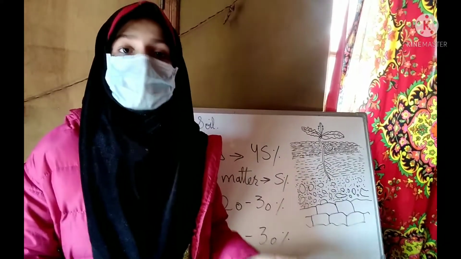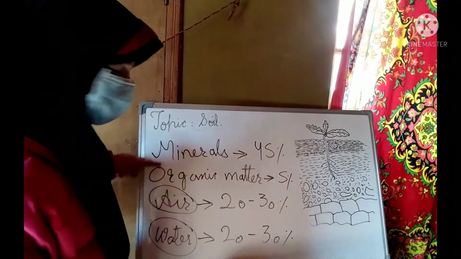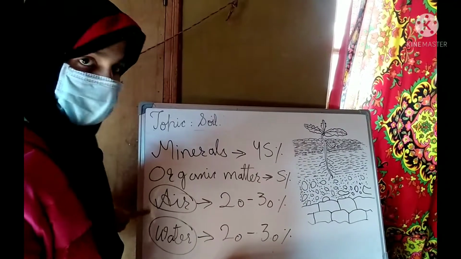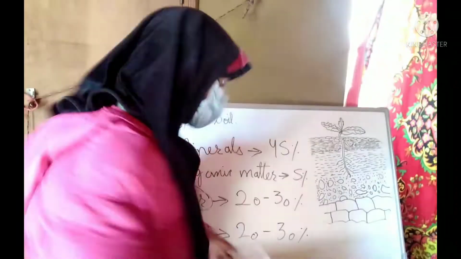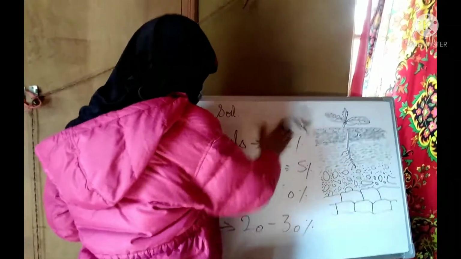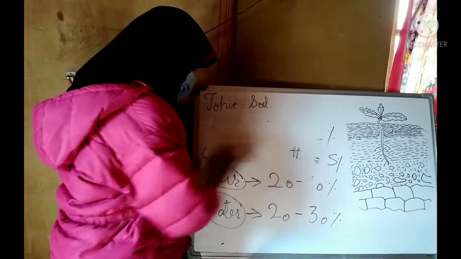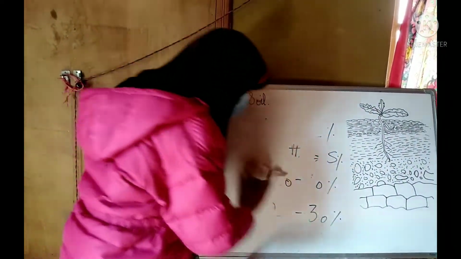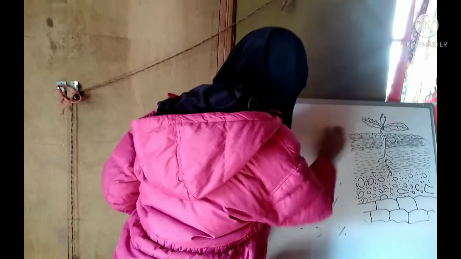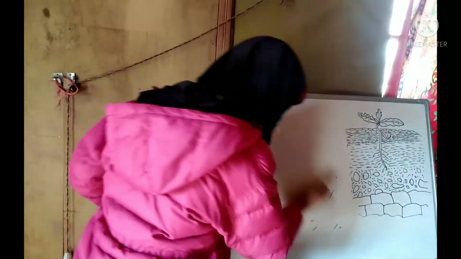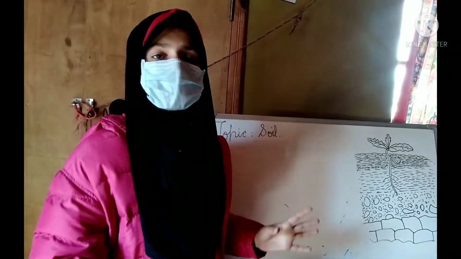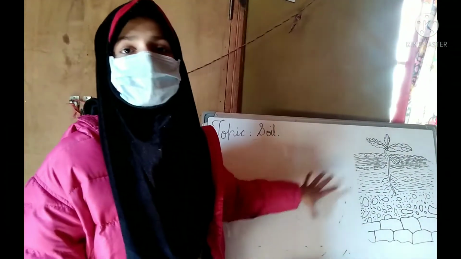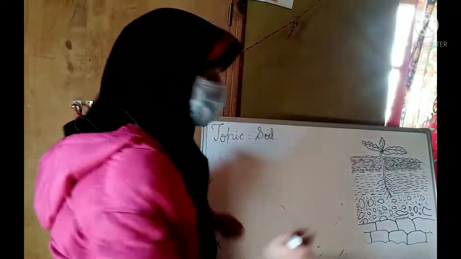Now, you came to know that the soil has the presence of minerals, organic matter, air, and water. Now let's talk about the uses of the soil. Soil is very important. So let's talk about a few of the uses. The first use is that there are the different homes of living organisms present in the soil. For example, earthworm.